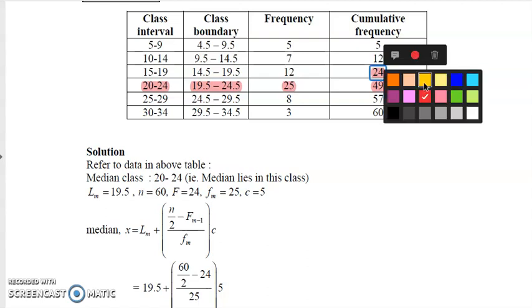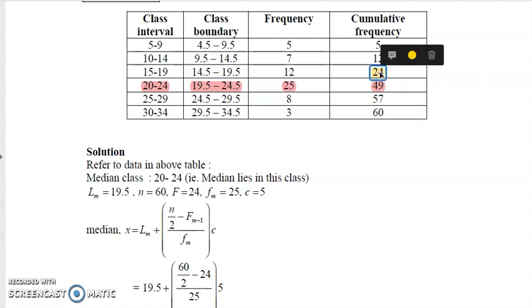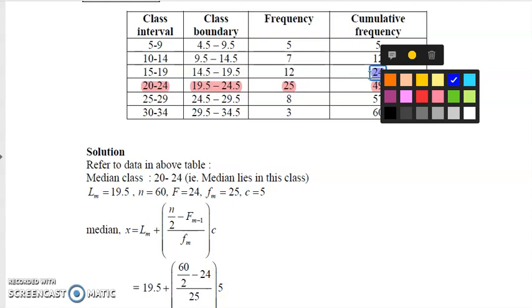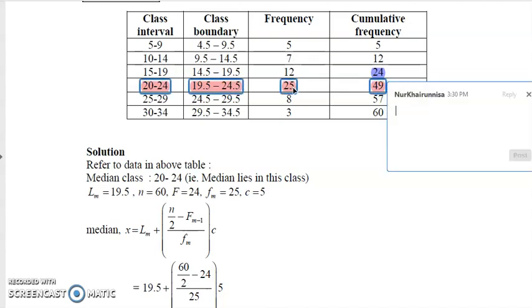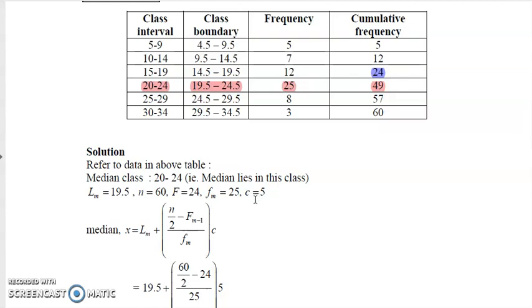Okay, I'm going to change the color. Maybe we'll have this one. So this is our 24, maybe in blue. That's how we get our 24 here, which is the cumulative frequency before our median class. And the fm is 25. The fm is the frequency, which we've got from here. I hope you're clear about this part. Next, the c is our class size.